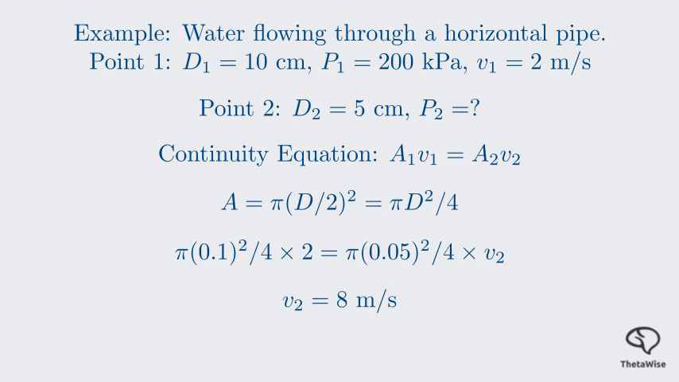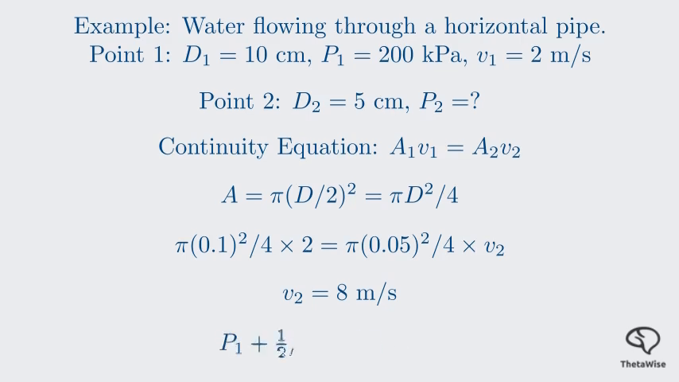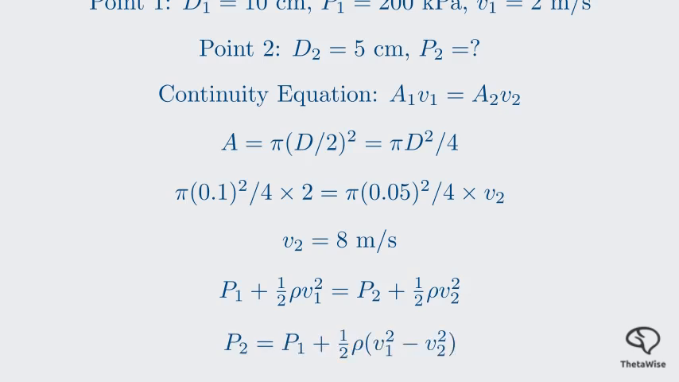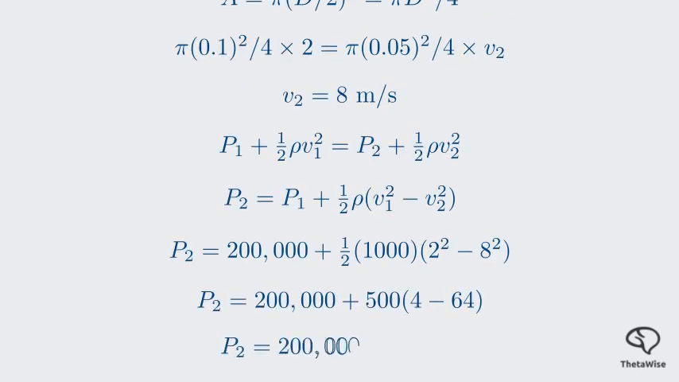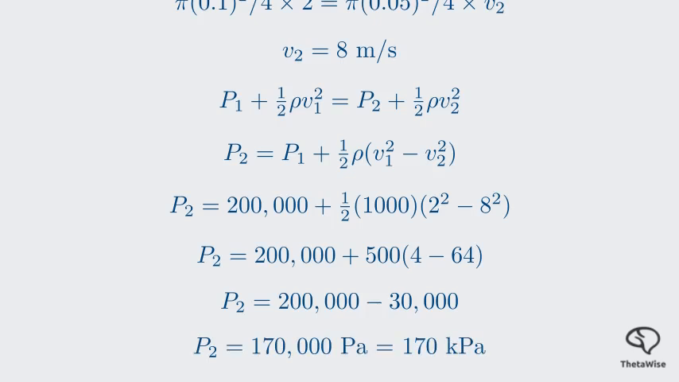Now we can use our simplified Bernoulli equation. We have P1, v1, and v2. We know the density of water, rho, is 1,000 kilograms per cubic meter. We can rearrange the equation to solve for P2. Plugging in the numbers, we get P2 equals 200,000 pascals plus 1/2 times 1,000 times the quantity 2 squared minus 8 squared. This gives us a pressure of 170,000 pascals, or 170 kilopascals.